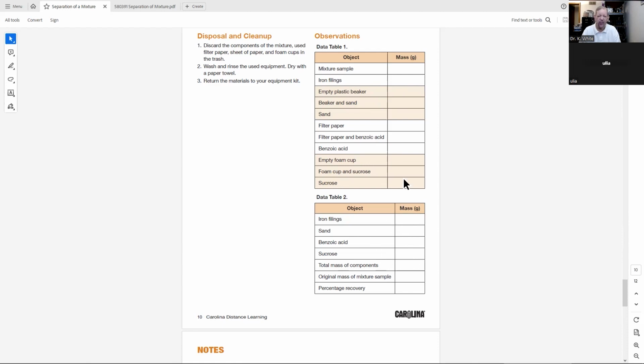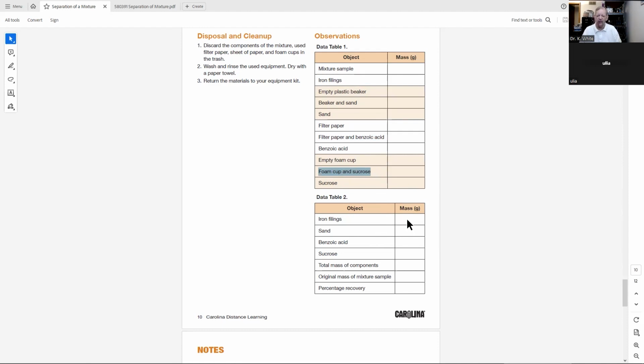The sand will be the weight of the beaker and the sand minus the weight of the beaker after it's all dry. The benzoic acid weight will be the weight of the filter paper and benzoic acid once it dries minus the filter paper. That will give you the benzoic acid. Then the sucrose will be the weight of the plastic cup after evaporation minus the foam cup weight. That will give you the weight of the sucrose.